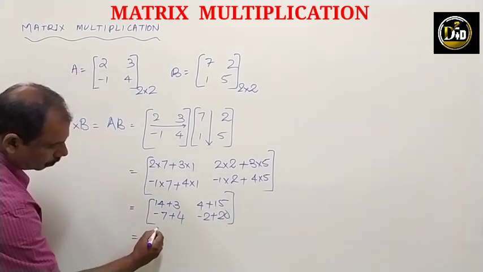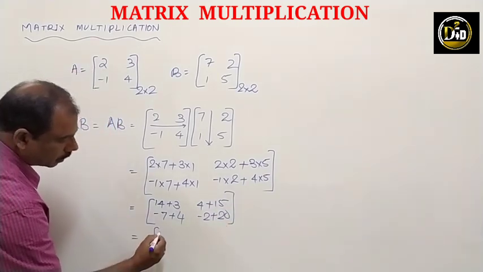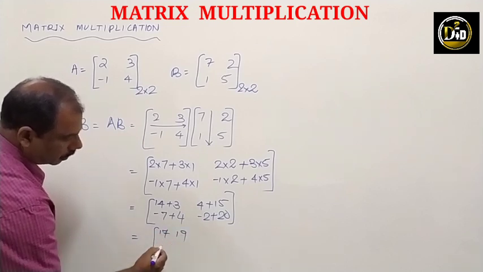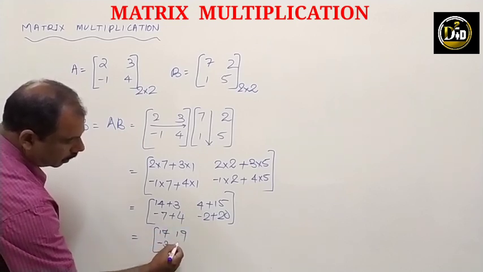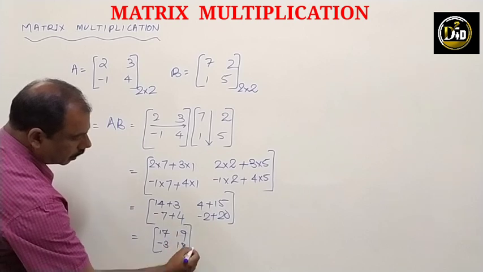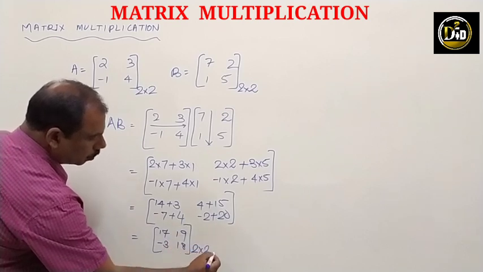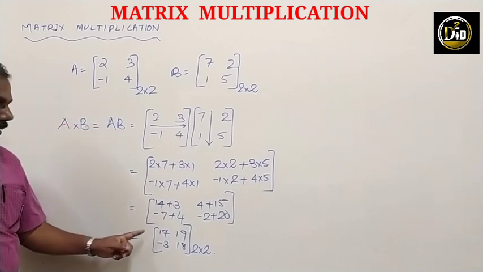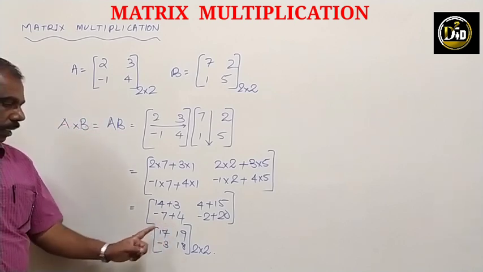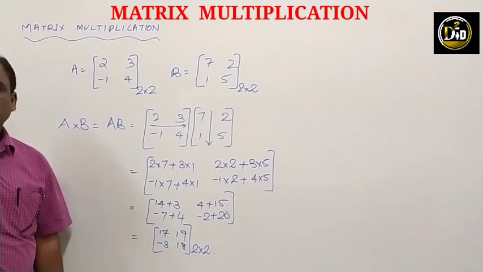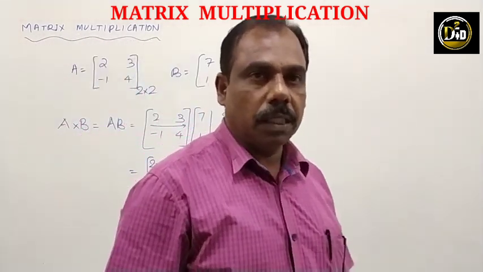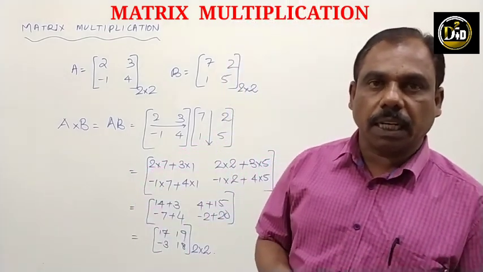Further, we get a simplified matrix, that is 17, this side 19, this is minus 3 and 18, and its order is 2 by 2. So we say that here the product A into B is equal to 17, 19, minus 3, 18. Now we take a few elements. In general, we see that how the multiplications are carried out.